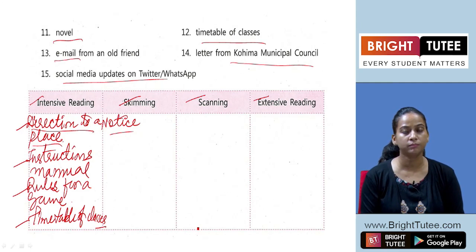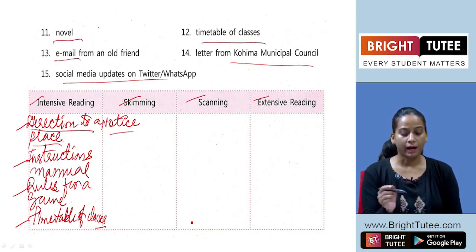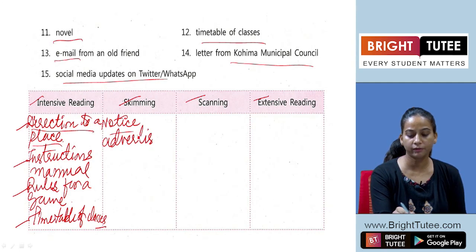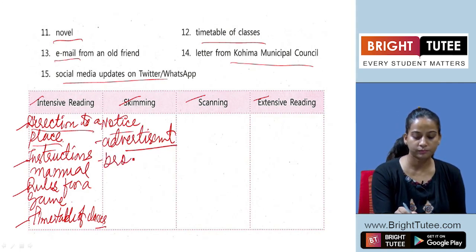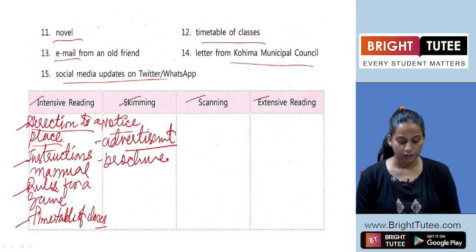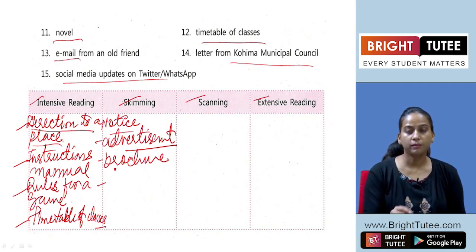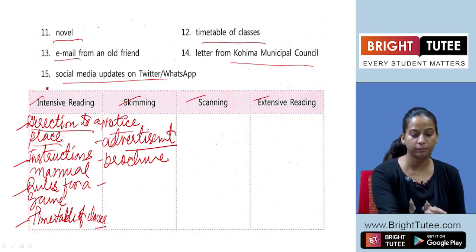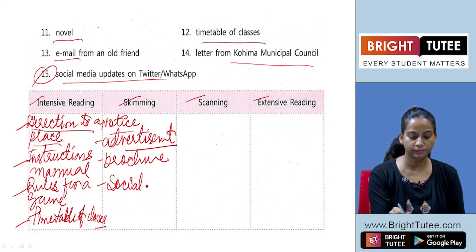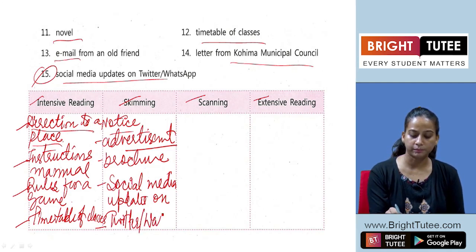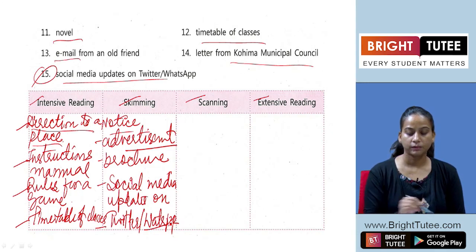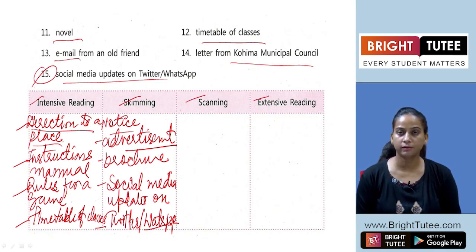Now we are moving to the second column, that is skimming. The first one we have already mentioned here, notice. The second one we can mention is advertisement. Then we can take brochure, which is the third. Then another example of skimming that we can include is point 15, that is social media updates on Twitter or WhatsApp. All these are going to be under the second column.